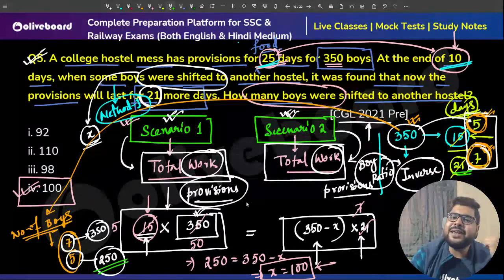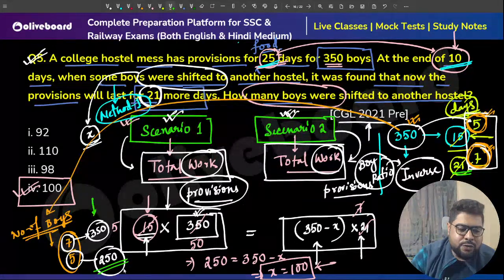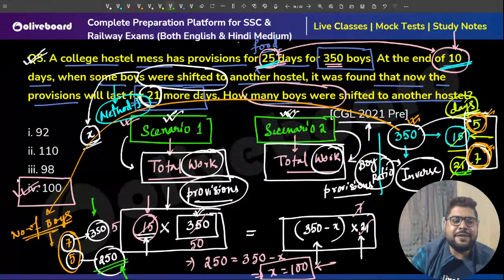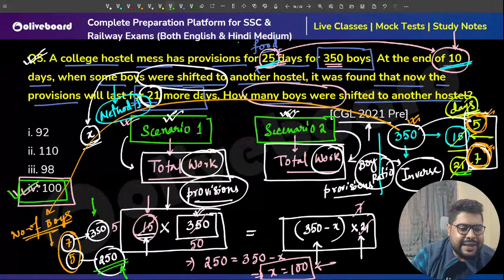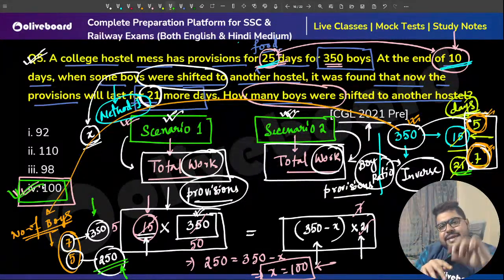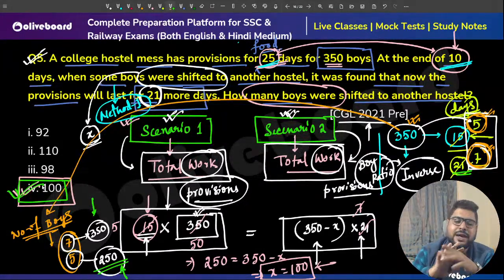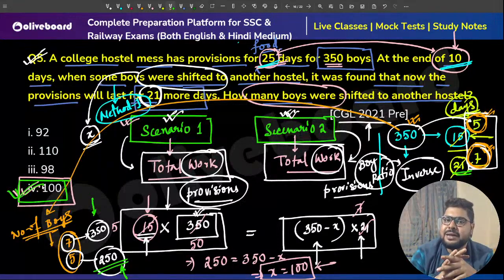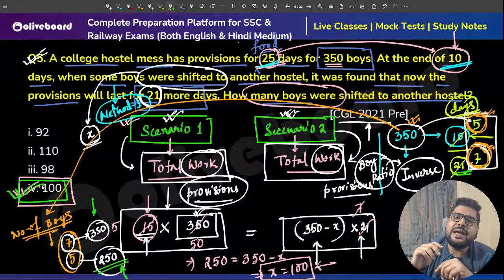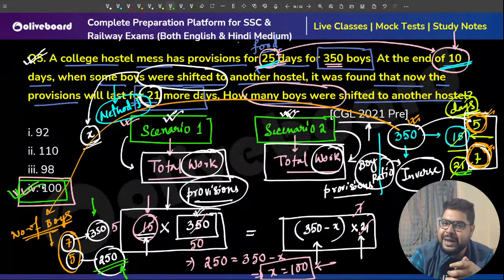So how many has left? Out of 350, 250 is still there. So how many have left? Sir, 100 have left. That is your answer as well. That is another way of thinking about the same problem, in a different manner.